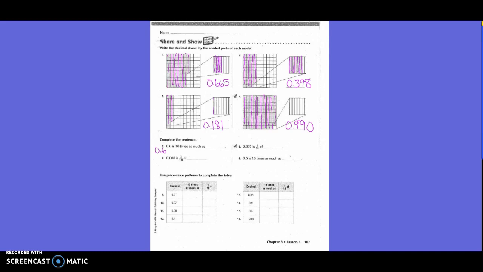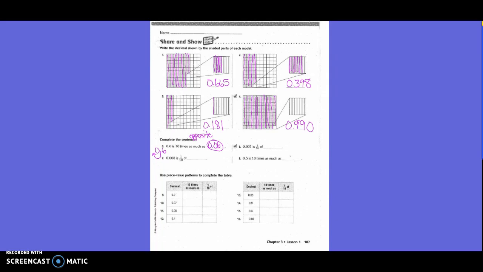Wait, that makes no sense. Okay. So how many places am I going to go? These mean opposite of what it looks like. When you first look at it, you think you want to go bigger, right? But if you really read it, this number right here needs to be smaller than our original number. So, what we said, we need to go to the left one. So, my answer is 0.06.